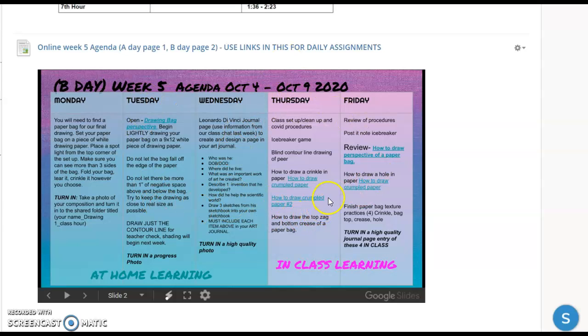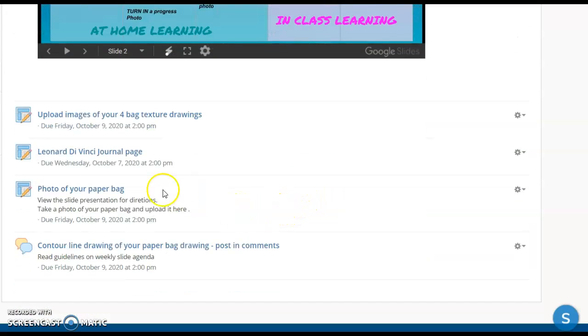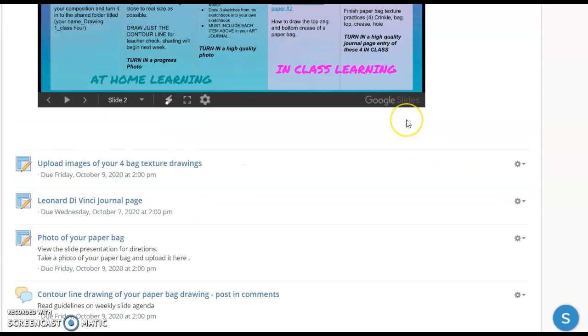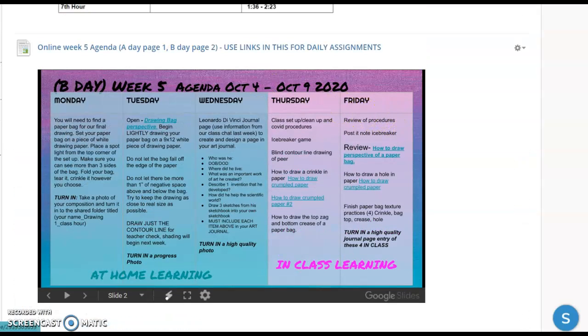That is this week's agenda for in-person and out of class. And here is where you upload your items for the week. Hope that helps.